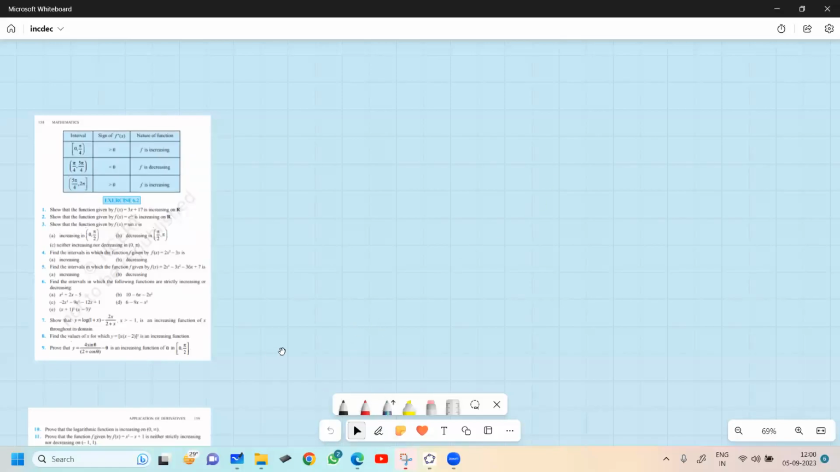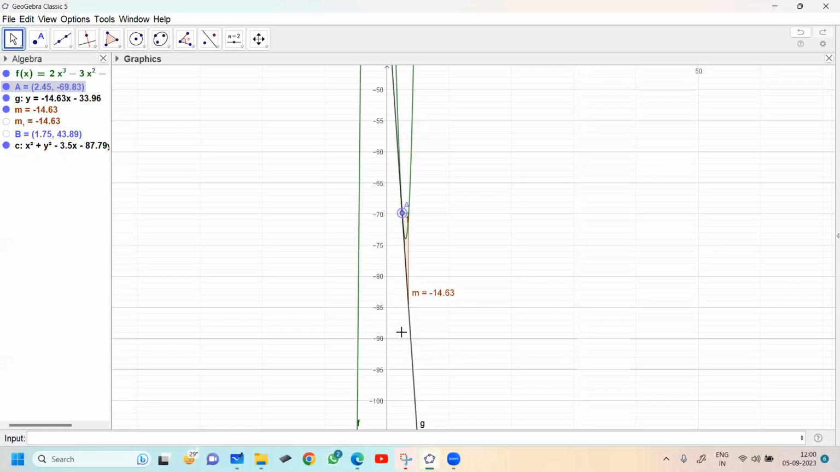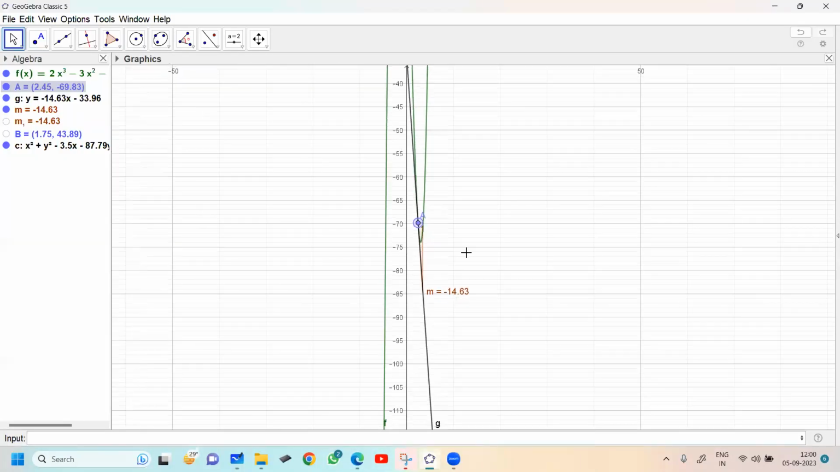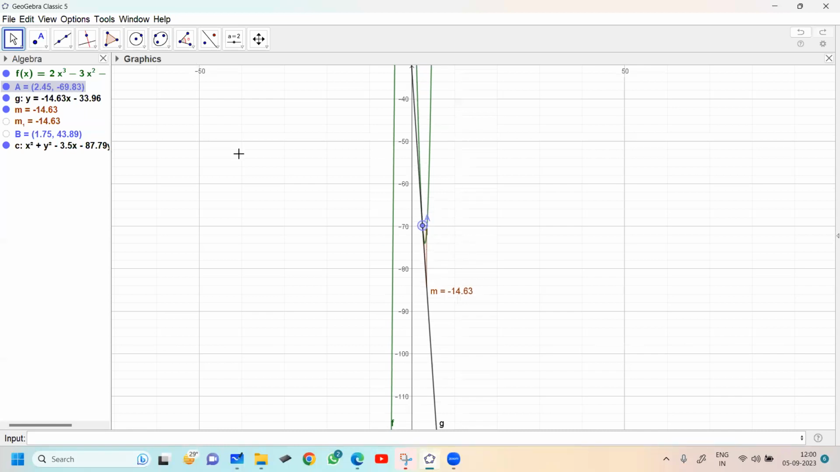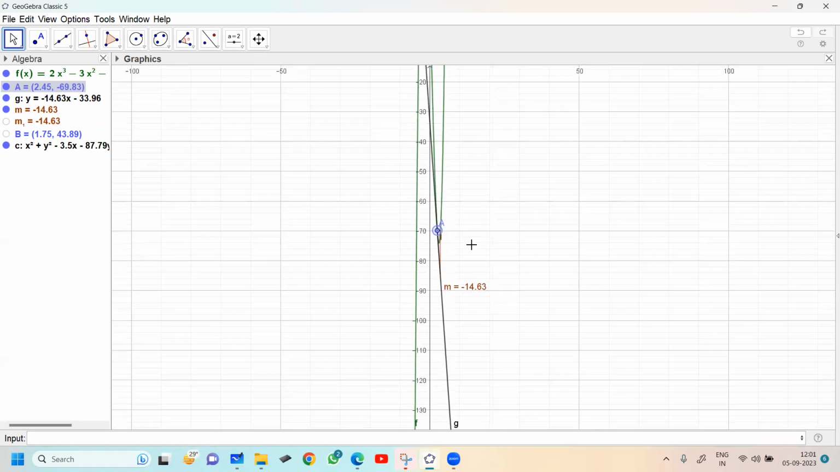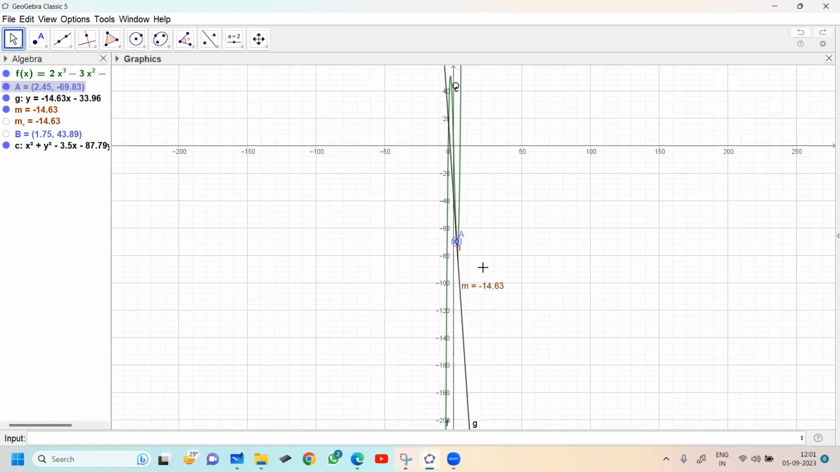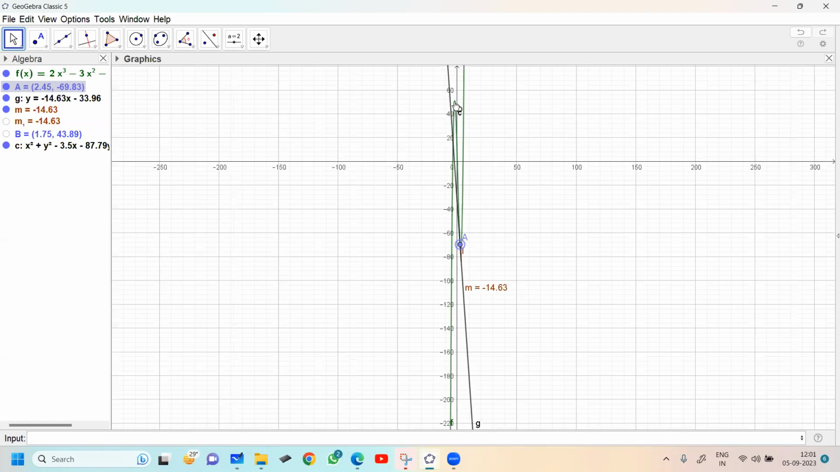Today we are going to do increasing decreasing function. For that, first I want to show you a GeoGebra graph. I have taken a function of your book, and this is 2x cube minus 3x square minus 36x plus 7. When I have plotted this graph on GeoGebra, the graph is coming like this. There are two turning points. One is here and one is here.